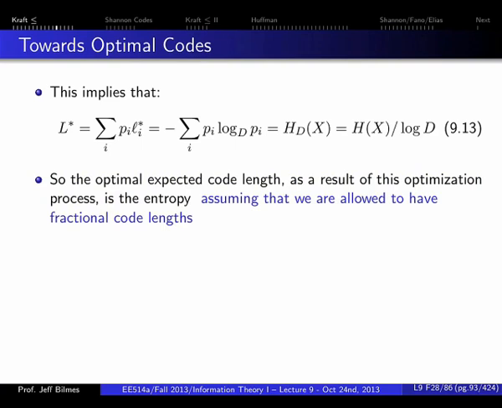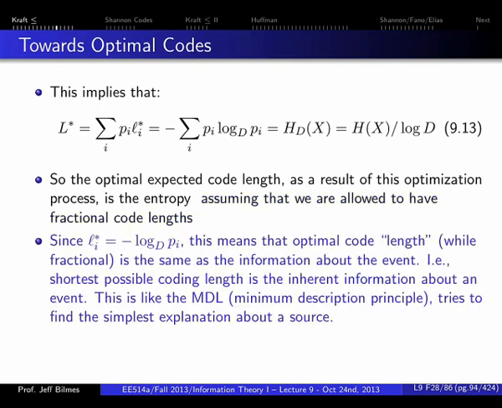Now, this is assuming that we're allowed to have fractional code lengths. In general, when we're talking about bits or a sequence, we can't send, say, 3 1/4 bits. Computers don't work that way. We don't allow fractional bits. I think I already said this.